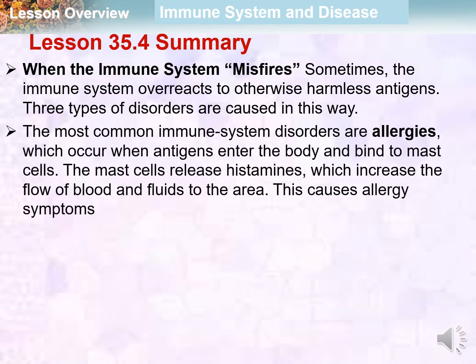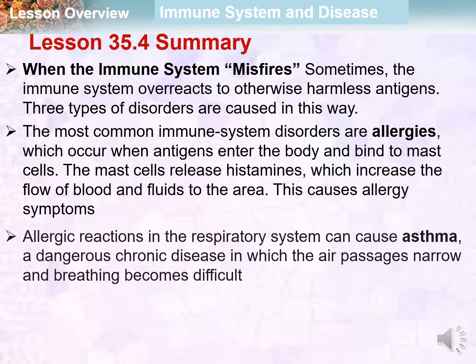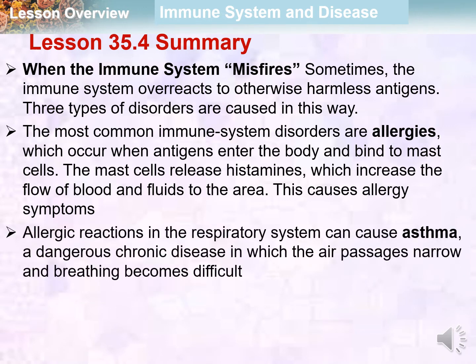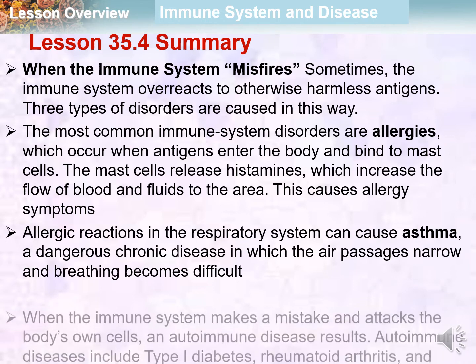The most common immune system disorders are allergies, which occur when antigens enter the body and bind to mast cells. The mast cells release antihistamines, or histamines, which increase the flow of blood and fluids to the area. This causes allergy symptoms. Allergic reactions in the respiratory system can cause asthma, a dangerous chronic disease in which the air passages narrow and breathing becomes difficult.